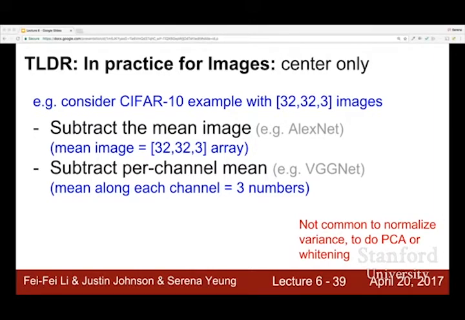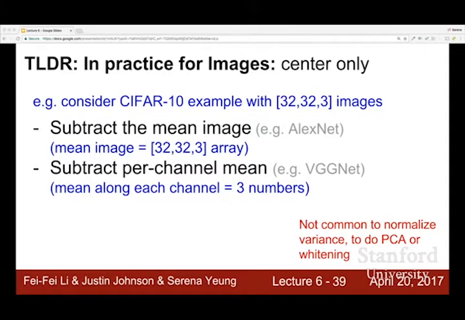Okay, so to summarize, for images, we typically just do the zero mean pre-processing, and we can subtract either the entire mean image. So from the training data, you compute the mean image, which will be the same size as each image. For example, 32 by 32 by 3, you'll get this array of numbers, and then you subtract that from each image that you're about to pass through the network, and you'll do the same thing at test time for this array that you determined at training time.